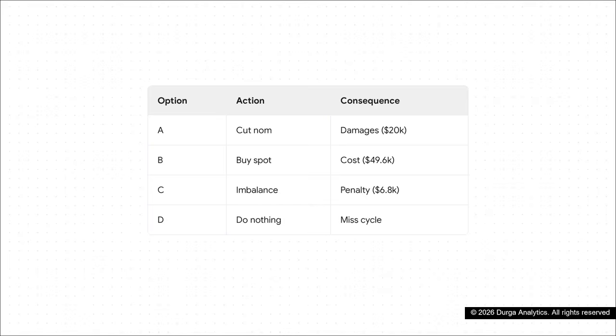Option A, you cut the downstream nomination and face contract damages. Option B, you buy spot gas. Or option C, you accept an imbalance penalty. Honestly, all 3 of these are survivable decisions with known quantifiable costs. But poorly governed desks default to option D, the non-decision. They freeze. Waiting just feels safer than acting without authority, but missing the cycle entirely removes all those other options and is strictly the worst outcome.